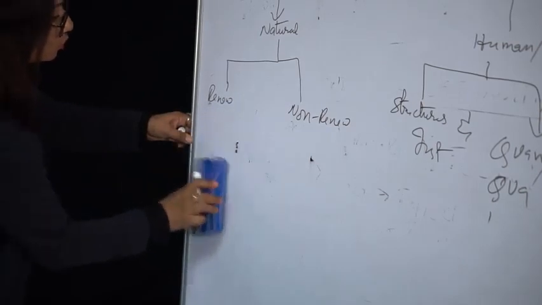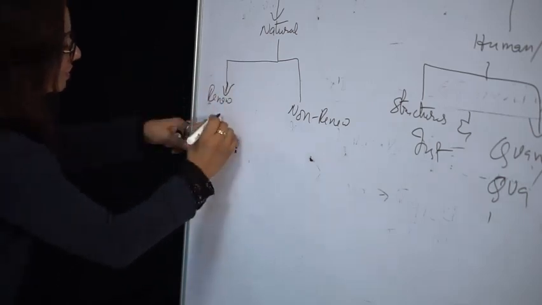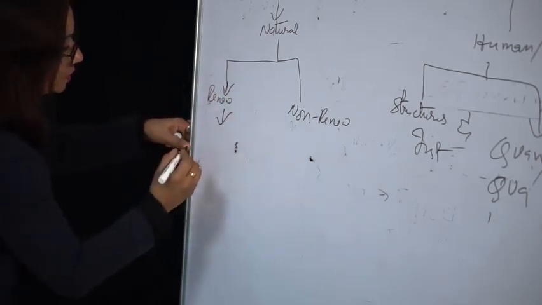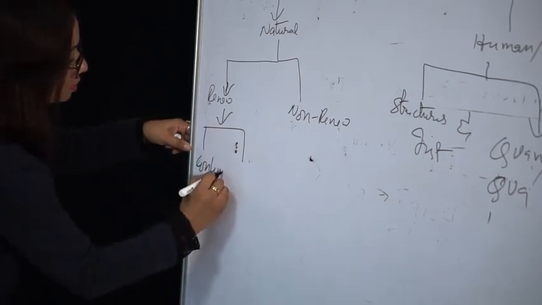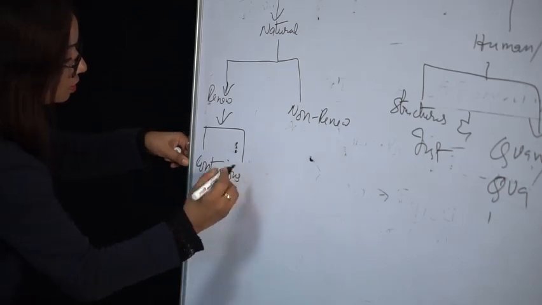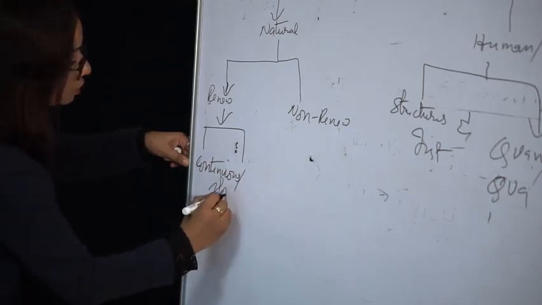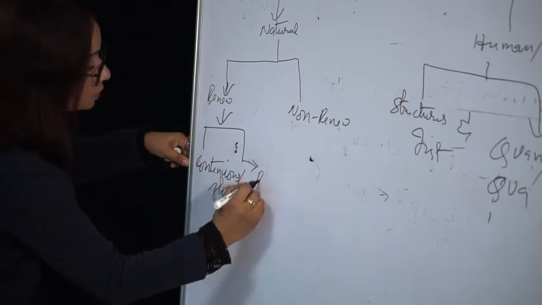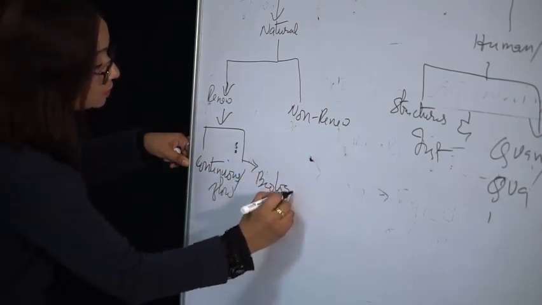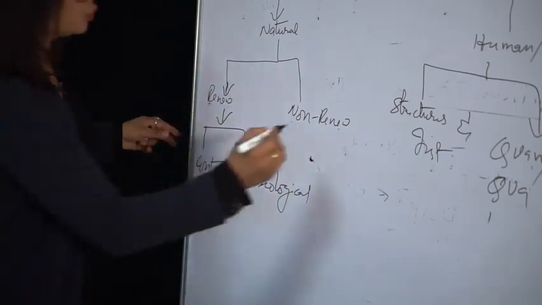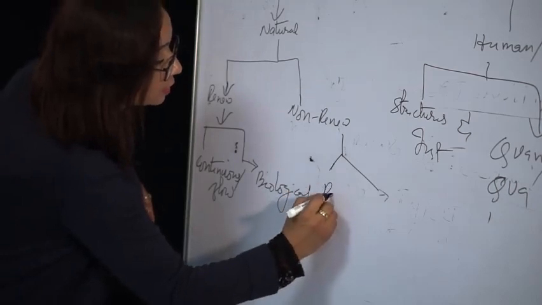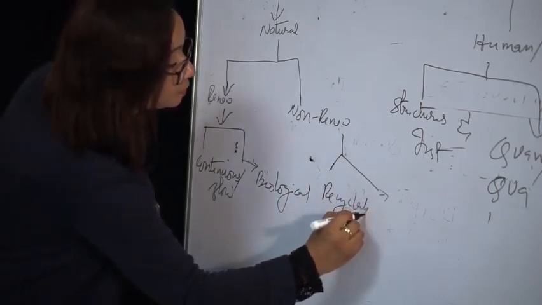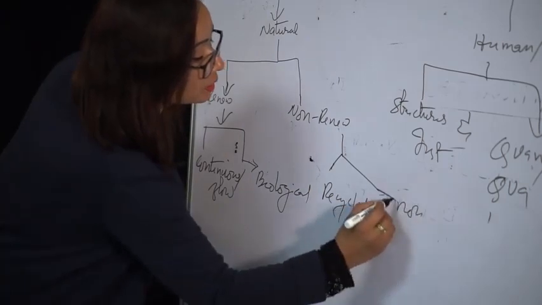Bear with my handwriting, I'm not used to writing on a whiteboard. Let me try to be a little clearer. Continuous or flow, and this one is biological. This is non-renewable. Non-renewable can be further divided into recyclable and non-recyclable.